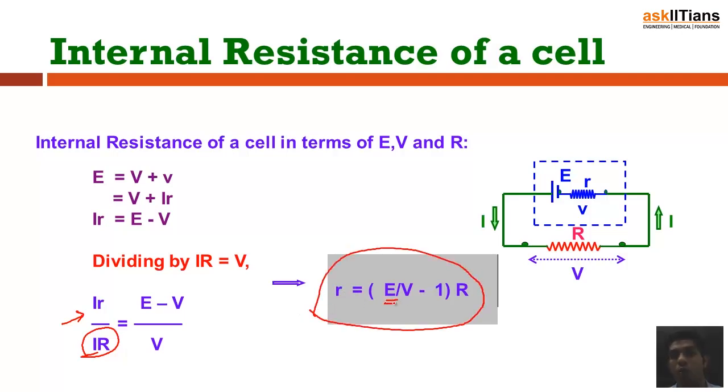So we know about the EMF of the cell, that is what's being written on the cell. V is the potential difference, which we can calculate by introducing any meter, that is a voltmeter or galvanometer will do the work. We also know about the external resistance, hence we can easily evaluate the internal resistance in the circuit.